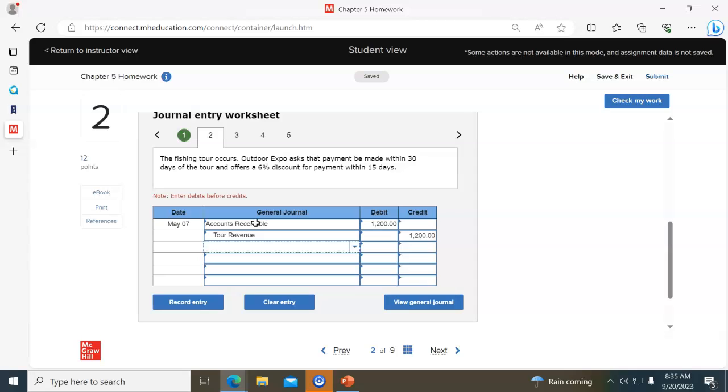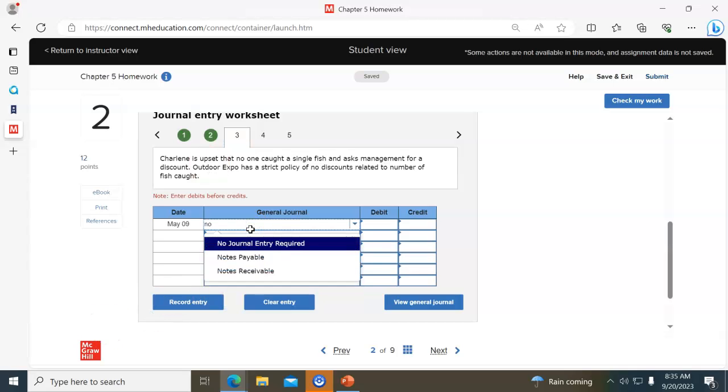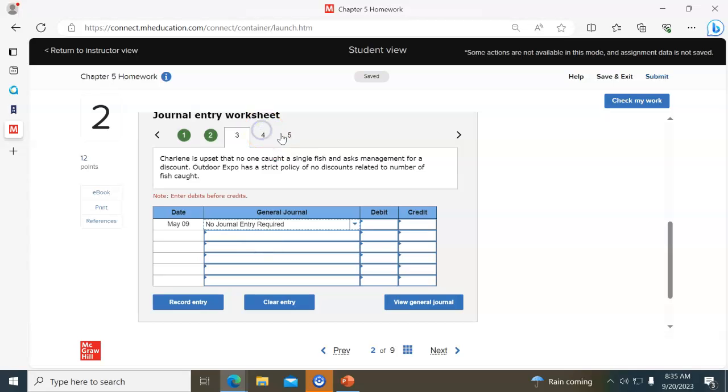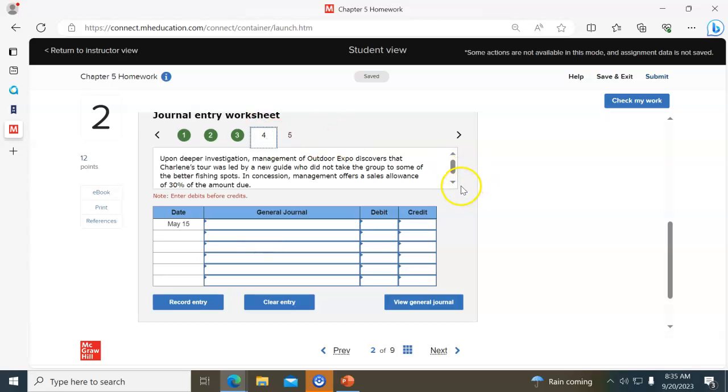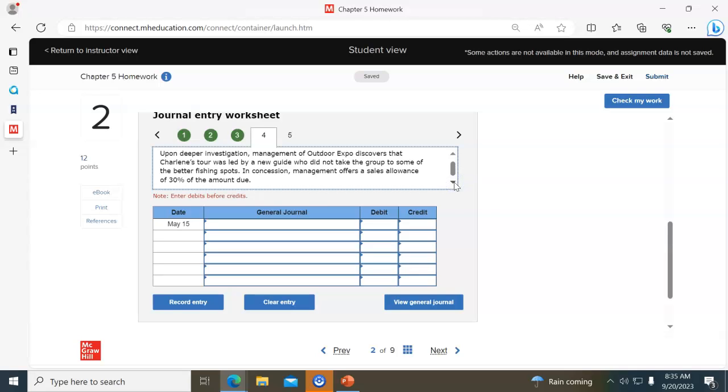Okay. So, she is not happy. She's upset. She didn't get her fish. What happens? No journal entry here. Next, upon deeper investigation, management of Outdoor Expo discovers that Charlene's tour was led by a new guide who did not take the group to some of the better fishing spots. In concession, management offers a sales allowance of 30% of the amount due. Now what do we do?